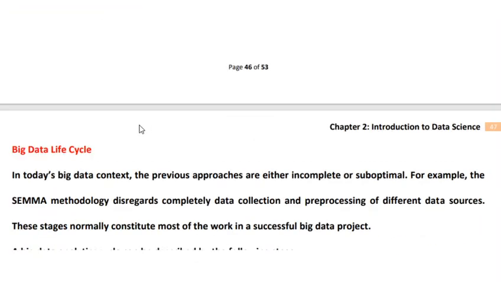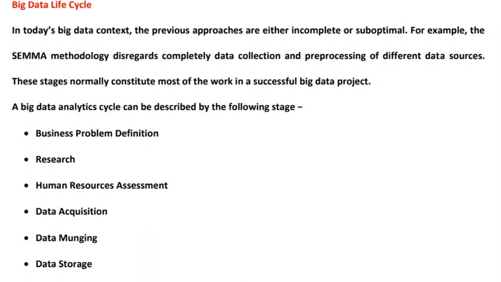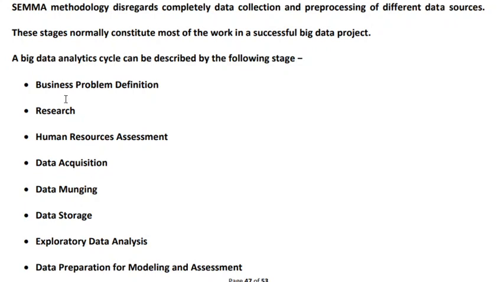Now, let us try to understand the big data lifecycle. The big data lifecycle has in it a set of identifiable stages. The first stage is called business problem definition, the second stage is called research, the third stage is called human resource assessment, the fourth one is data acquisition, the fifth one is data munging, the sixth one is data storage, then we have exploratory data analysis, followed by data preparation for modeling and assessment. So these are the 8 identifiable stages that a big data analytics lifecycle has in it.